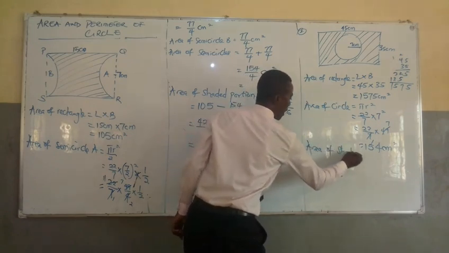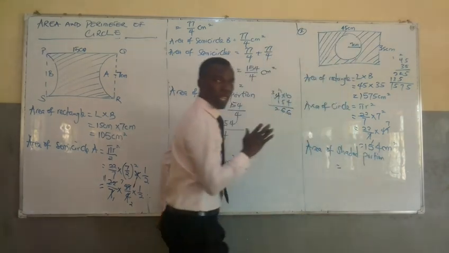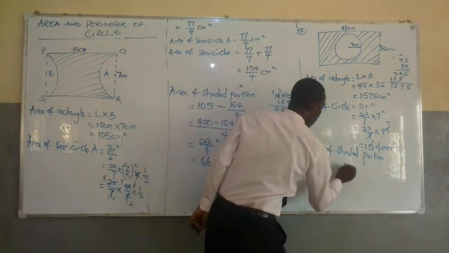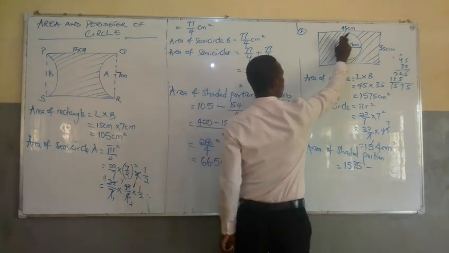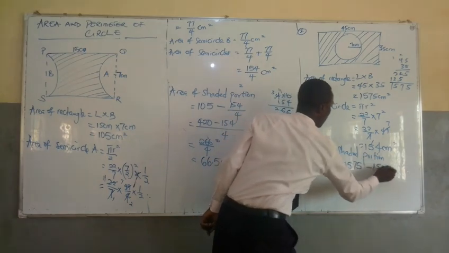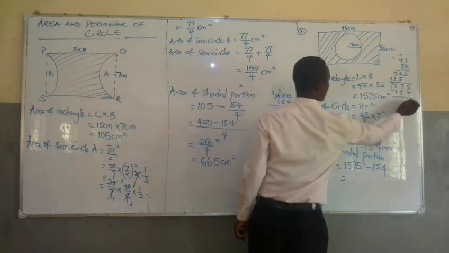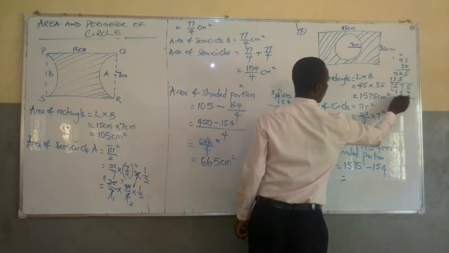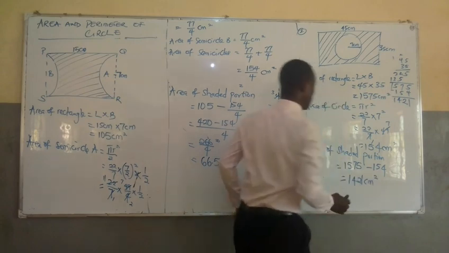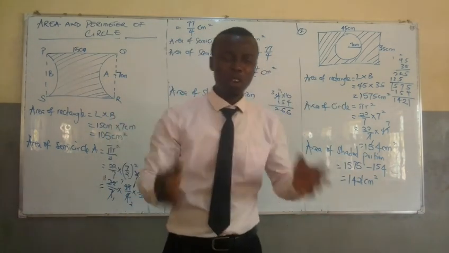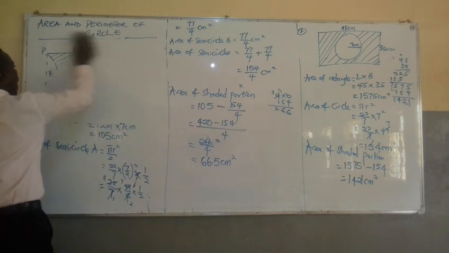So what's the area of the shaded portion? Area of shaded portion becomes the area of the rectangle entirely, which is 1,575 minus the area of the circle. That's the portion that is not needed, and that is 154. So that will give us 154 when we subtract. This is 1, 2, 4, and 1. So that gives us 1,421 centimeter squared.